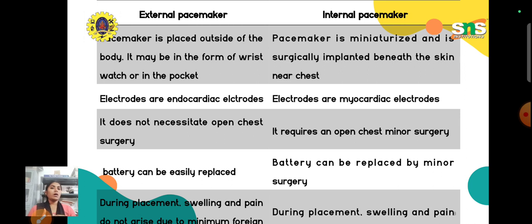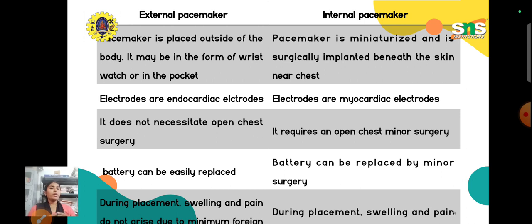Next we have the electrodes. That is a major part, because through the electrodes only the impulse will be transmitted to the respective area, so the cell will get excited. What type of electrodes can you use? For external pacemaker, that is endocardial electrodes, and for internal pacemaker we have to use myocardial electrodes.